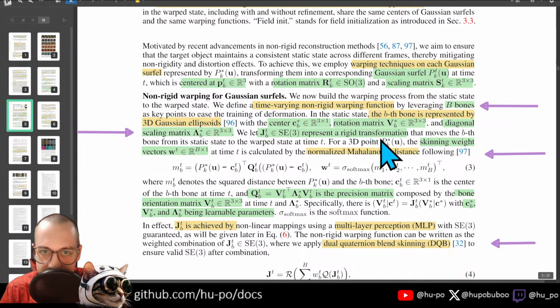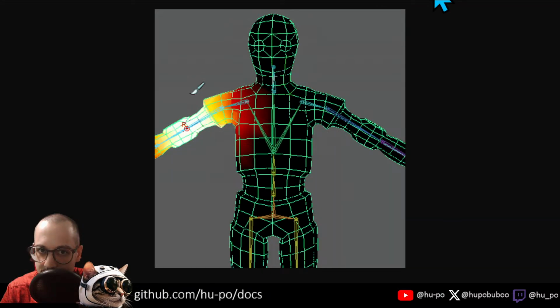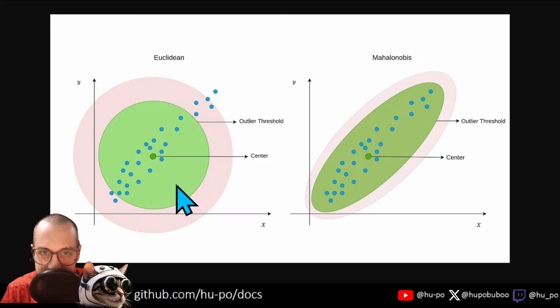So we were talking about the capital letter lambda and the Spartans. We were talking about skinning weights. We have normalized Mahalanobis distance. It's a pretty fancy name, but Mahalanobis distance is actually a relatively simple concept. Here you have Euclidean distance, which treats every single dimension equally. So you see here how x and y define a circle around here. But Mahalanobis distance pays attention to the principal components.